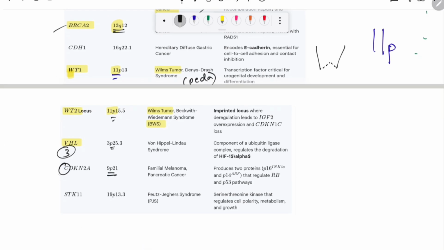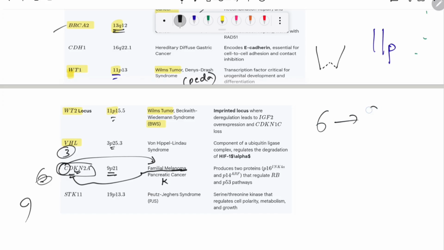Next is CDKN2A gene. So from here C is control, which is familial. For D you can remember melanoma, and for K, don't confuse it with kidney, but remember pancreatic, like the K sound is there, so remember like that. And now you can count the letters of the gene. It comes out to be 6 letters. So if you do the mirror image of 6, it comes out to be 9. So you have the chromosomal location as 9p.